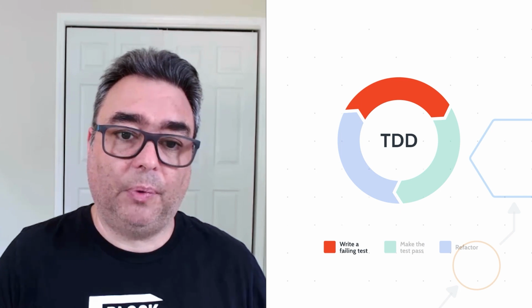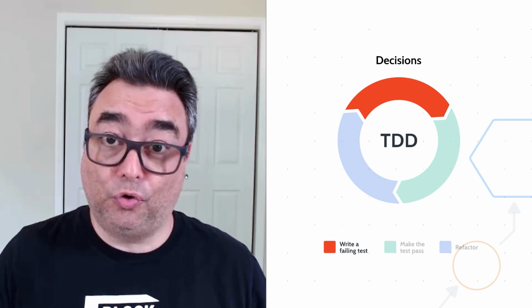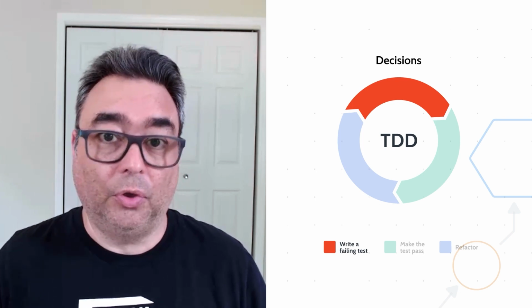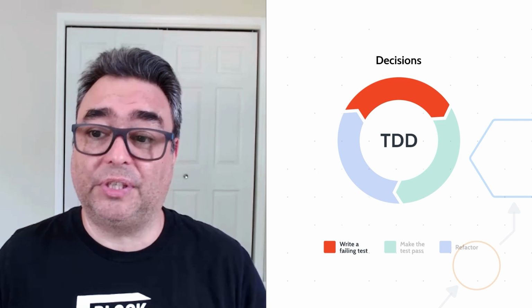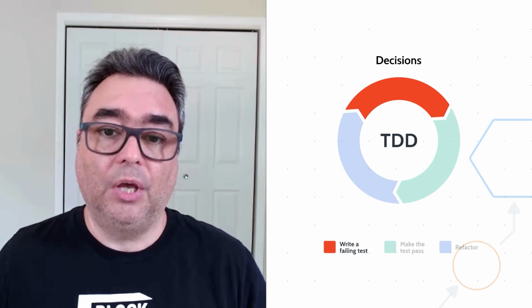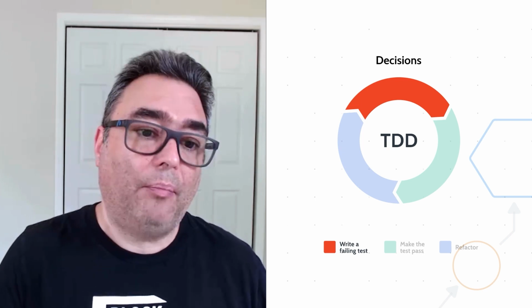During the red step, there's a lot of things happening, a lot of decisions that you already have to make. It's not just about writing the code. You need to understand what will be the public interfaces of your methods. You need to understand where your methods are going to sit. So there's a lot of architecture and decisions that need to happen at this stage.